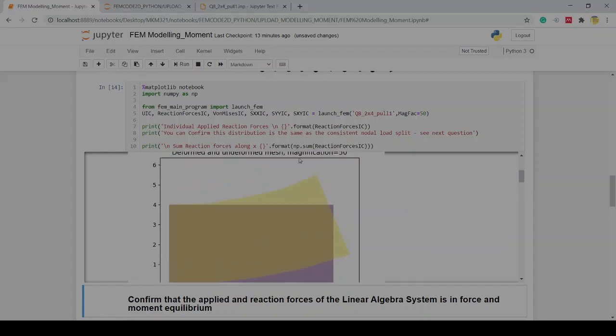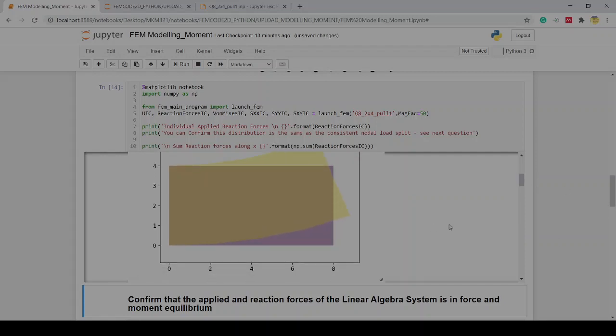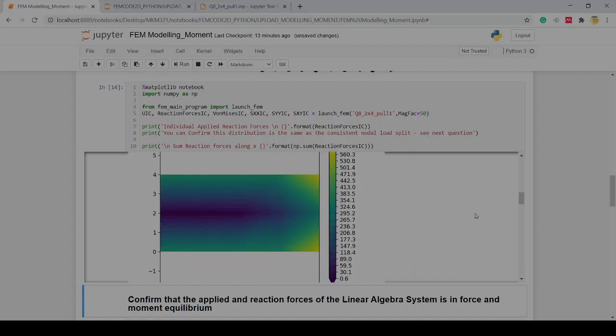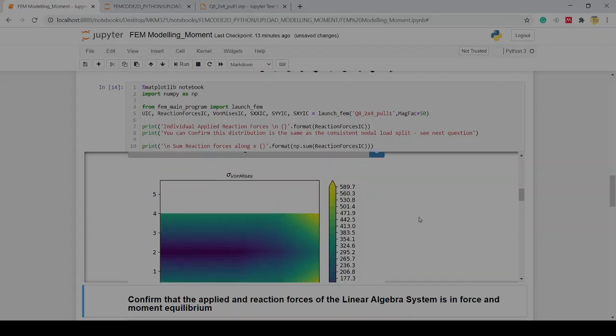It's looking like there's a moment there. So compression at the top, tension at the bottom. If I look at the von Mises stress, I can see here a nicely linear varying stress field as expected. But here I do see some more interesting behavior than what I would expect.